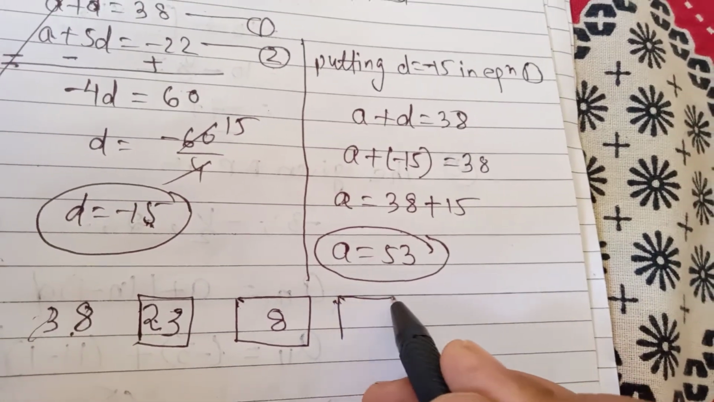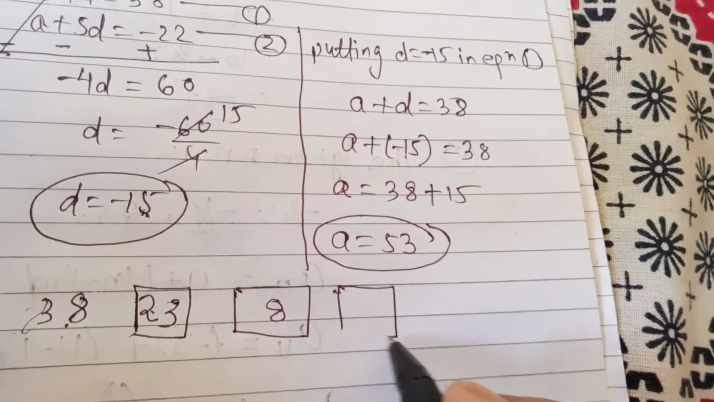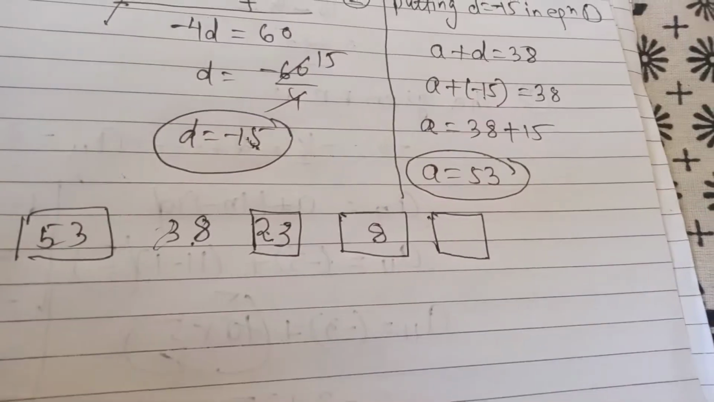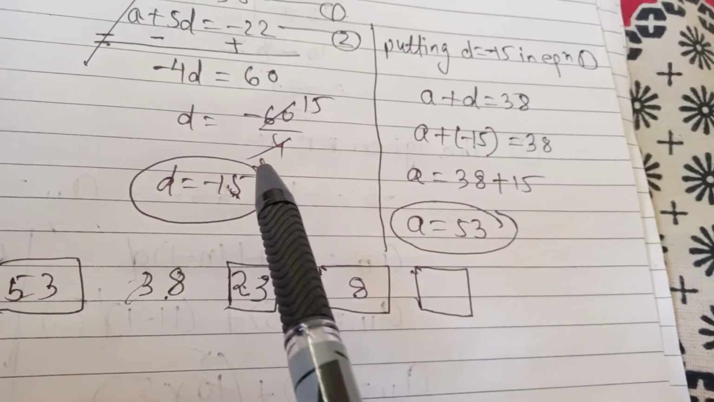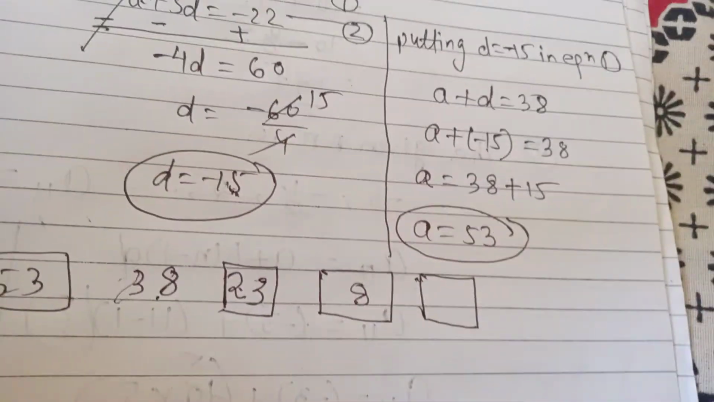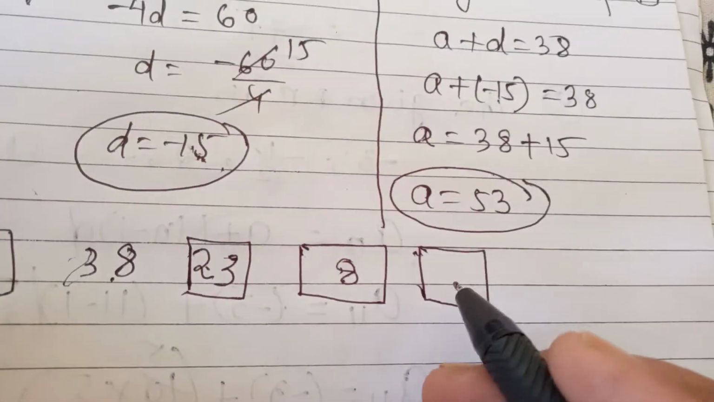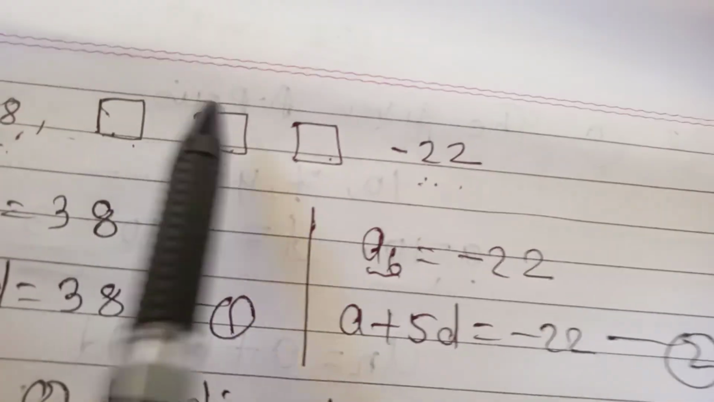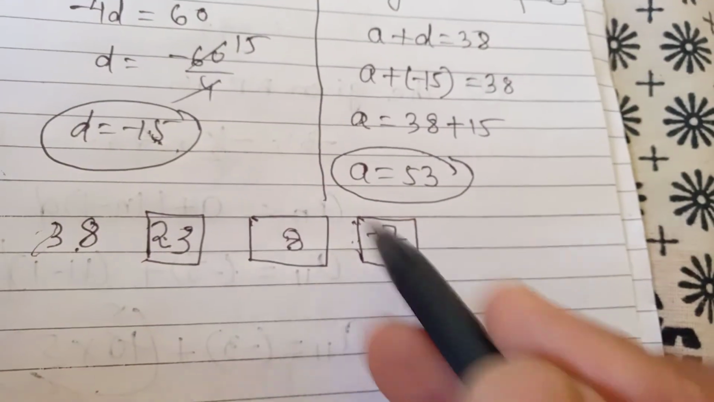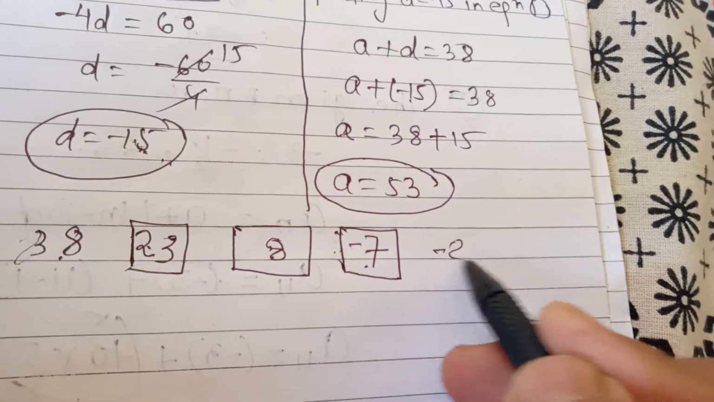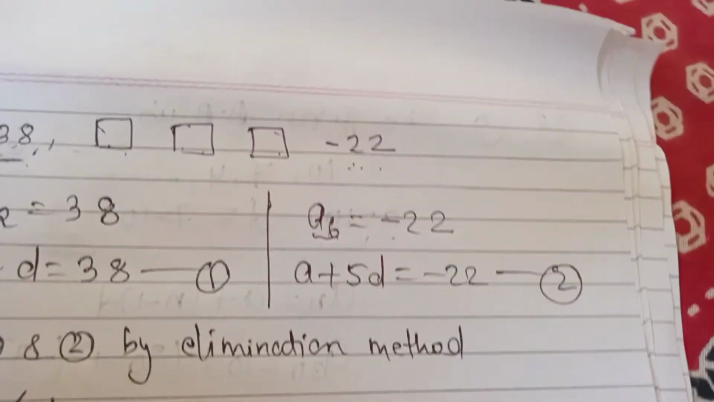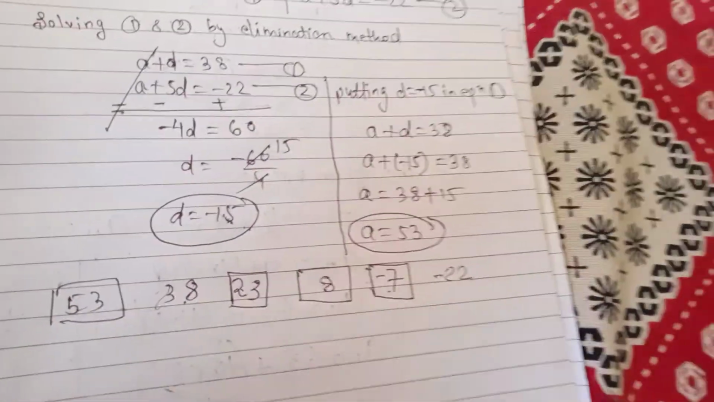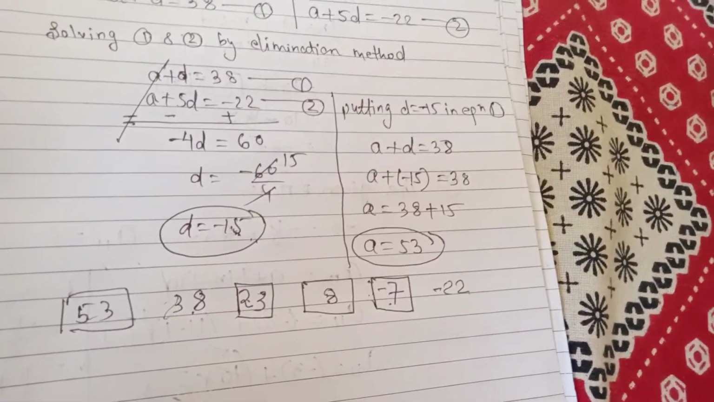One more missing term is here. Now what is 8 minus 15? As I told you, we have to either add or subtract the value of d for the next coming term. So 8 minus 15 will be minus 7. So we got all the remaining blocks, whatever was empty here: 23, 8, minus 7. And then minus 7 minus 15 is minus 22. It is already given. Can you see here? So in this way, we find the missing terms using the general term formula.